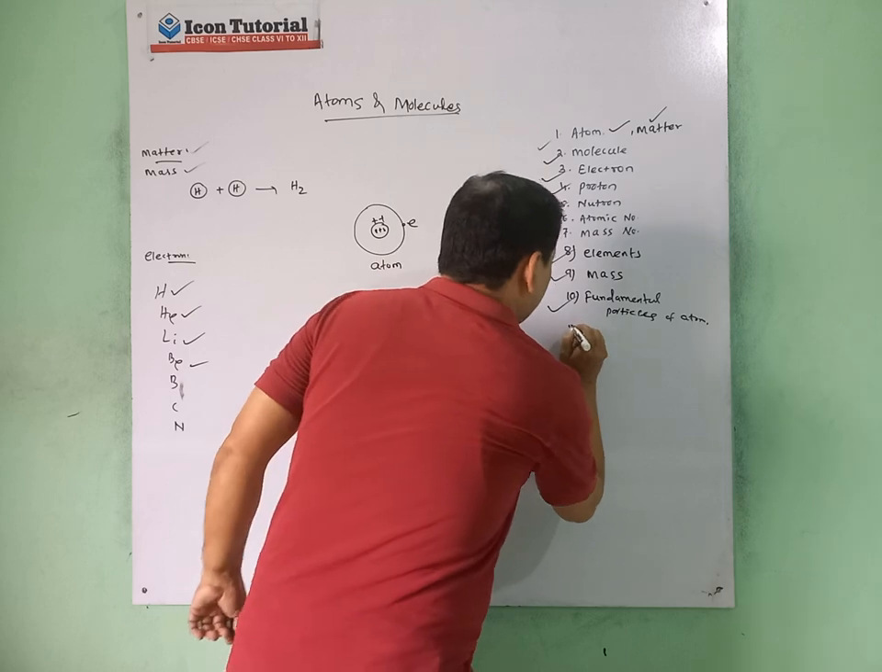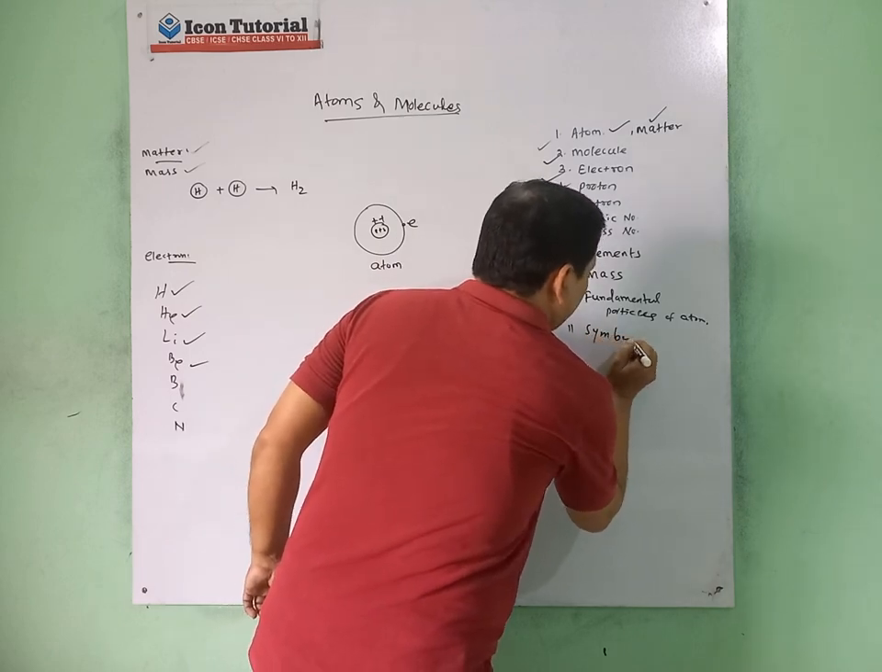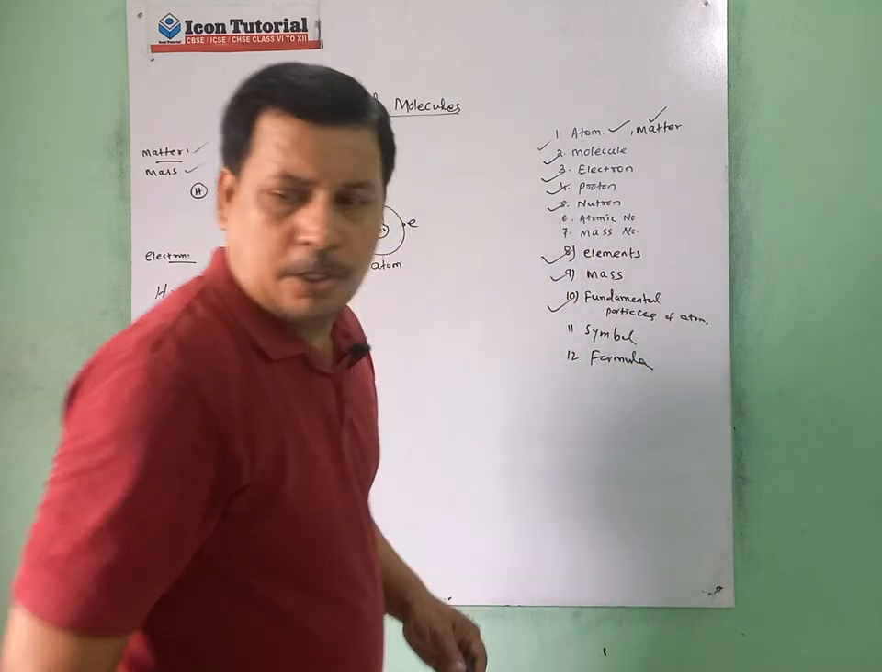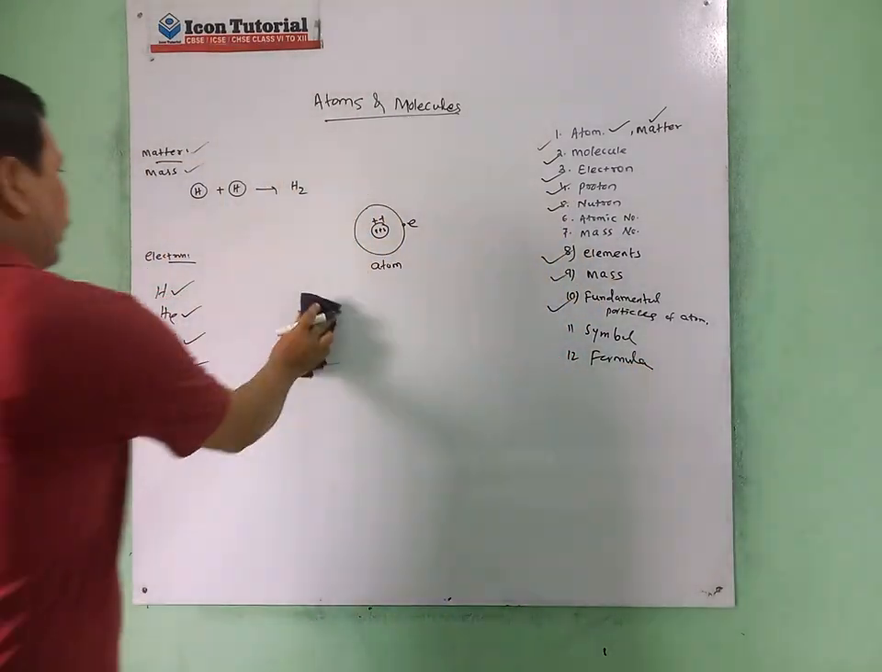Next is a symbol. Symbol, and then formula. So symbol and formulas are there. Here elements.